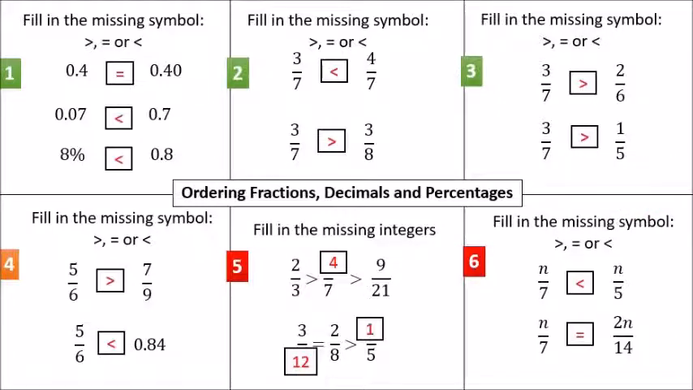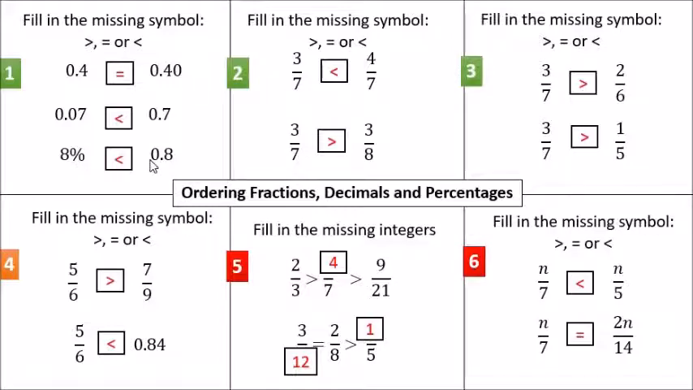So to go through these answers, for question 1, the 4 here is in the tenths, the 4 here is in the tenths as well, so they're the same. For this one, the 7 is in the hundredths, this 7 is in the tenths, so this is smaller than this, so we need less than. 8% is the same as 0.08, similar to the 0.07, the 8 will be in the hundredths, and here the 8 is in the tenths, so this is again smaller than the 0.8.